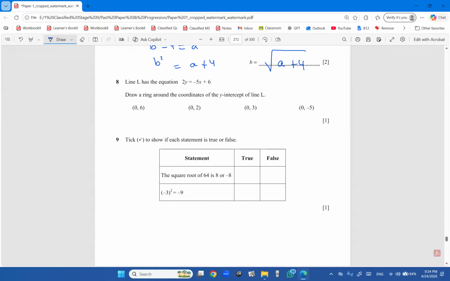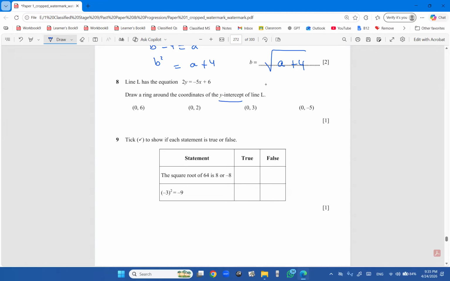Line L has the equation 2y equals negative 5x plus c. They want from you the coordinates of the y-intercept. Well, we know that the coordinates of the y-intercept, which is where the line crosses the y-axis, the x must be 0. So the x is always 0. This is where the line crosses the y-axis. So now we need to know the y-intercept.